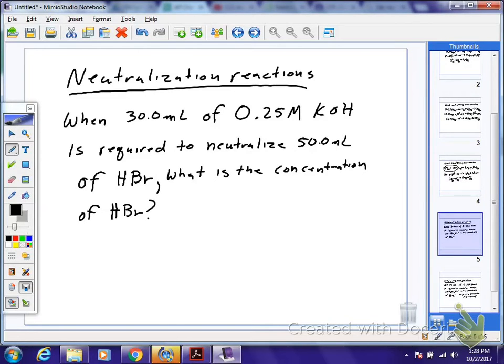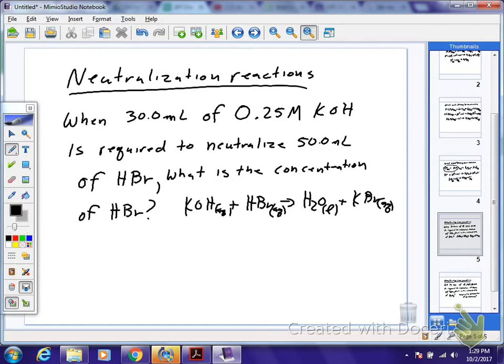So if you're asked for certain concentrations, and it's asking you to do a problem like that, just leave it in the formula equation like this. You would just go KOH plus your HBr, and then you go H2O plus your KBr. And leave it in this form, okay? You don't have to take it out of this form.